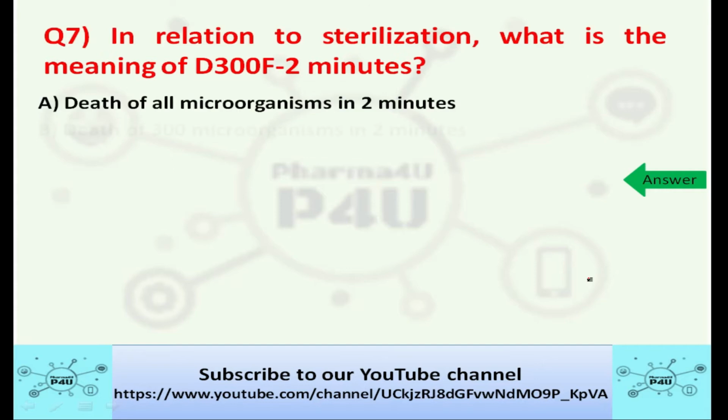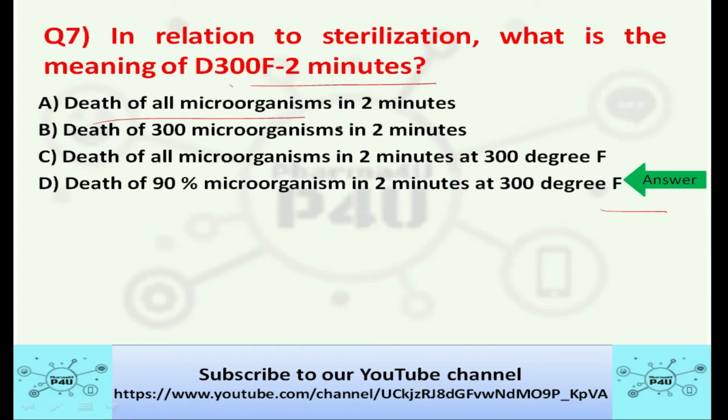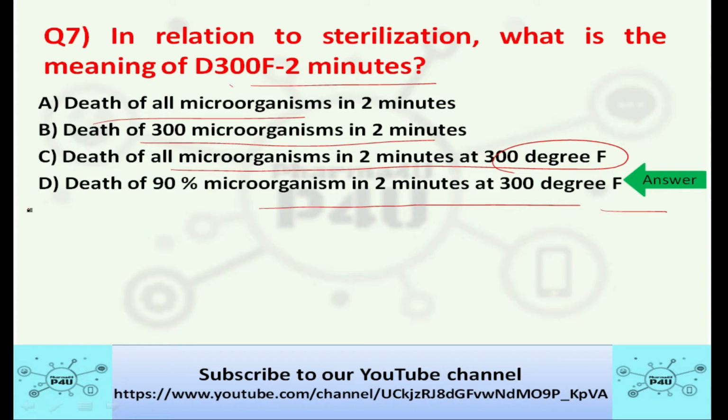Now the next question is, in relation to sterilization, what is the meaning of D300 F2 minutes? Students, there is some technical problem, so please try to understand first. The options are: death of all organisms in 2 minutes, death of 300 microorganisms in 2 minutes, death of all microorganisms in 2 minutes at 300 degree Fahrenheit, or death of 90% microorganisms in 2 minutes at 300 degree Fahrenheit. So as we know, this is the correct answer, but how it is the correct answer, we can understand with the help of the explanation part.